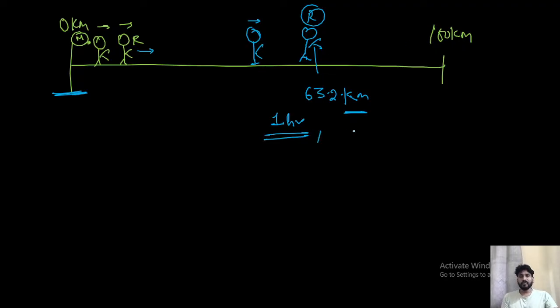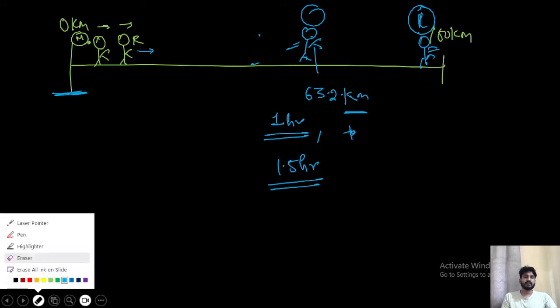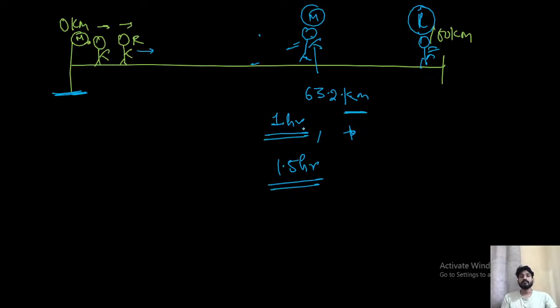If I take the snapshot at 1.5 hours, then you can see that Reddy is here, and now I am here. Now Reddy is here, and I am here, after 1.5 hours. So guys, tell me what is the time constant for Reddy, and what is the time constant for me?